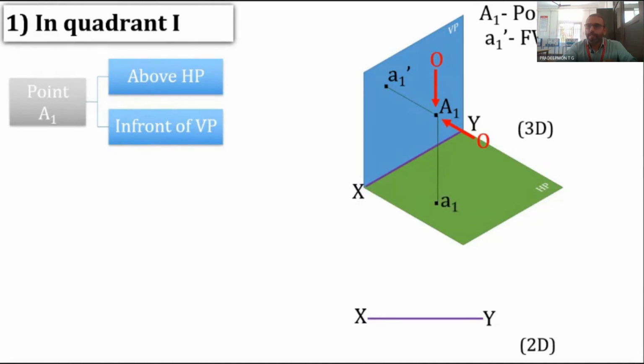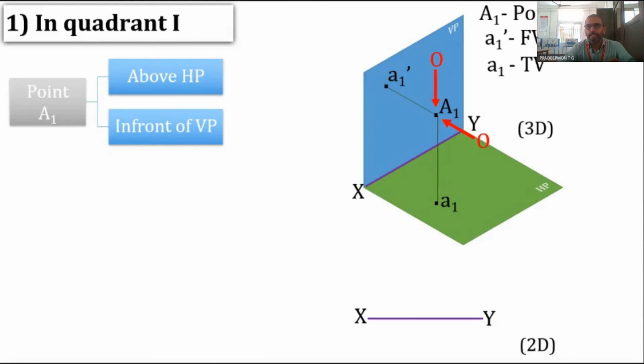So this is in 3D. This is the concept, how it is being done. And a1 is the top view. Now we have to convert these things into 2D. But in 2D, till now what we have is only the XY line, and the question is how to get a1 dash and a1 in this 2D.